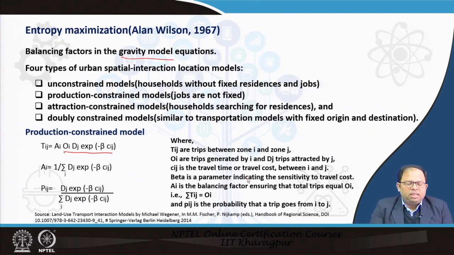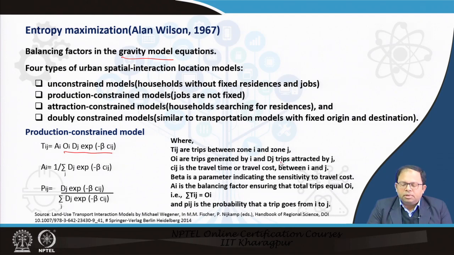And here you can see a new part, Ai, which is the balancing factor, which ensures that total trips equal Oi, that is, the summation of Tij is equal to Oi. Now Oi is the total number of trips generated by i, or we can say the total number of residences in i, and Dj are the trips attracted by j, which means Dj is the number of jobs that are there.